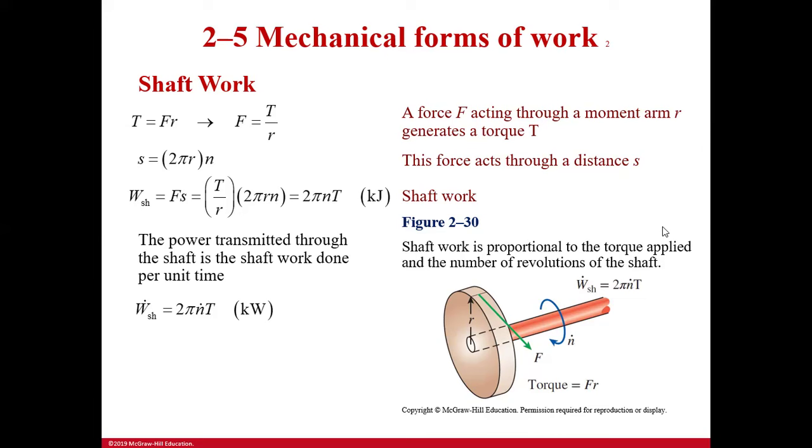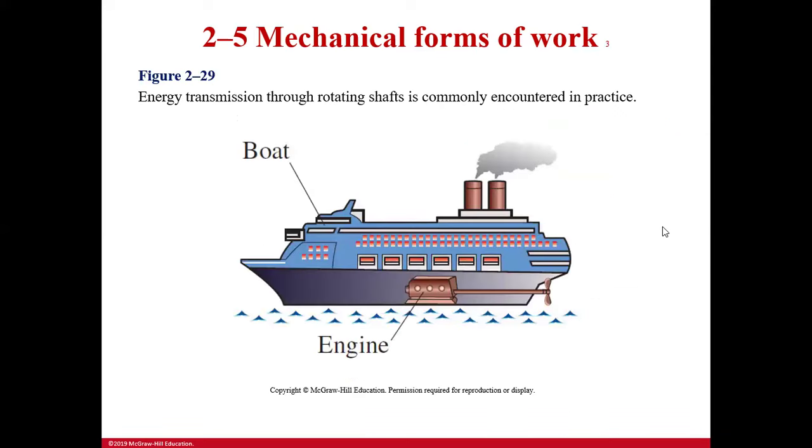The power transmitted through a shaft is the shaft work done per unit time. So basically 2 pi T, where T is the torque, is constant, and n dot is the change in rotation per unit time. N is the number of rotations. Energy transfer to a rotating shaft is commonly encountered in practice.